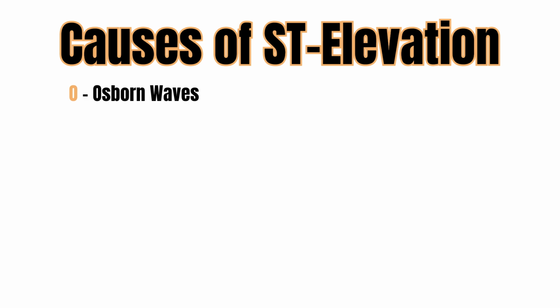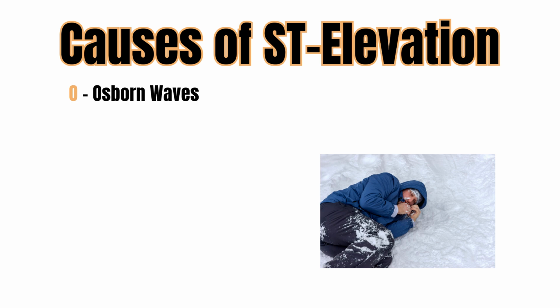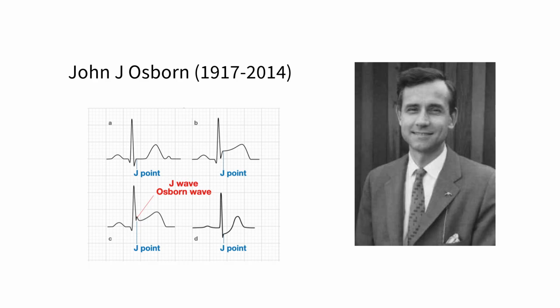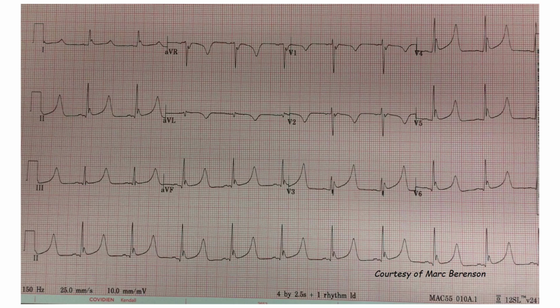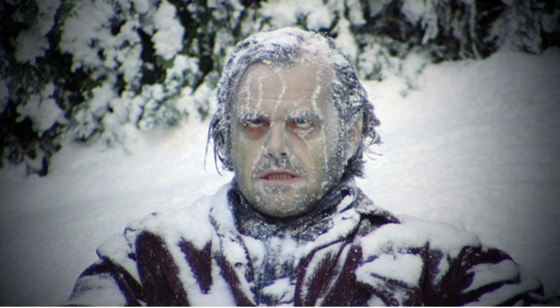Next up, let's talk about Osborn waves, which we see in hypothermia. Contrary to what you might believe, Osborn waves weren't discovered by Ozzy Osbourne. They were actually discovered by Dr. John Osborne and are also called J waves because of their characteristic shape. The Osborn or J wave is a positive deflection seen at the J point in precordial leads and is commonly associated with hypothermia. On an EKG, they remind me a lot of early repolarization.